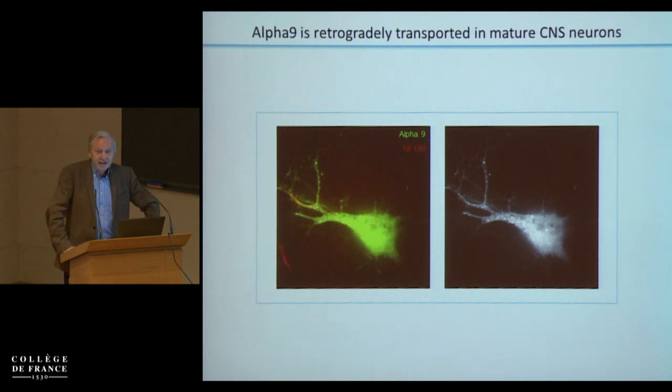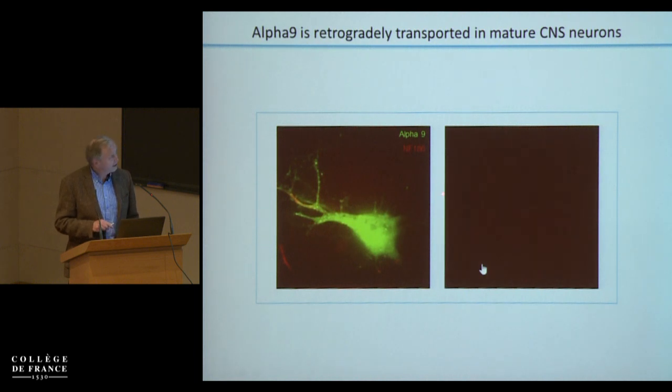But the other change we see as the axons mature is a change in the directionality of transport. So I'm going to show you now a picture of alpha-9 integrin expressed in a cortical neuron that has become mature in vitro. Now I want you to look at the axon, which is this structure here. And you can see all these integrin-containing vesicles. These will be ARF6 and Rab11 vesicles, and they are all going retrogradely.